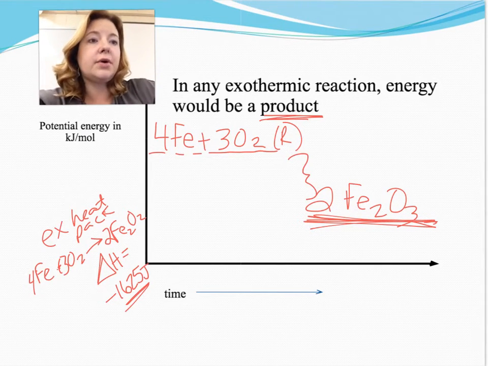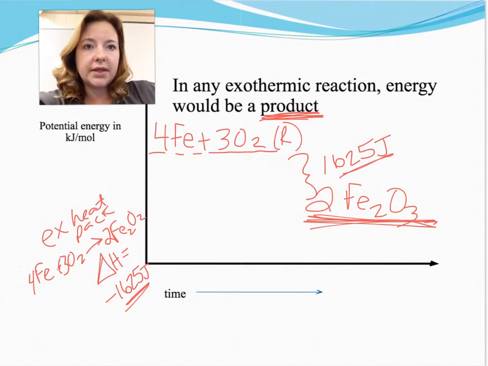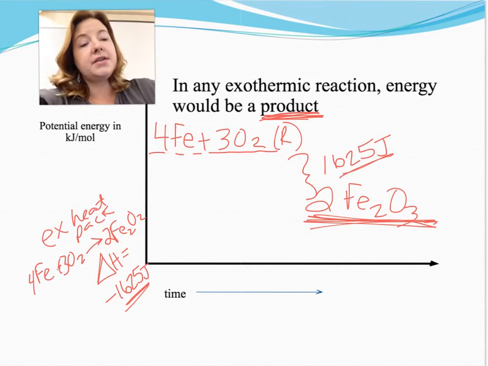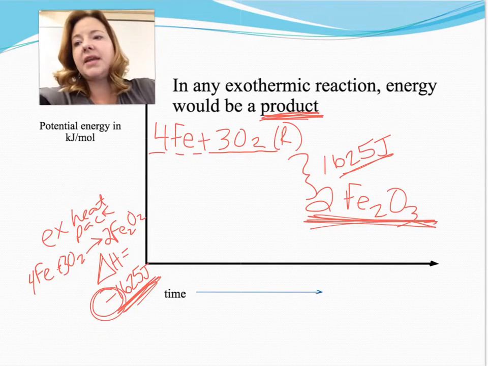Well, this energy was a product. It was released. So that means that 1,625 joules of energy was released. And so because of it being released, it's exothermic. It gives off a delta H that is negative.